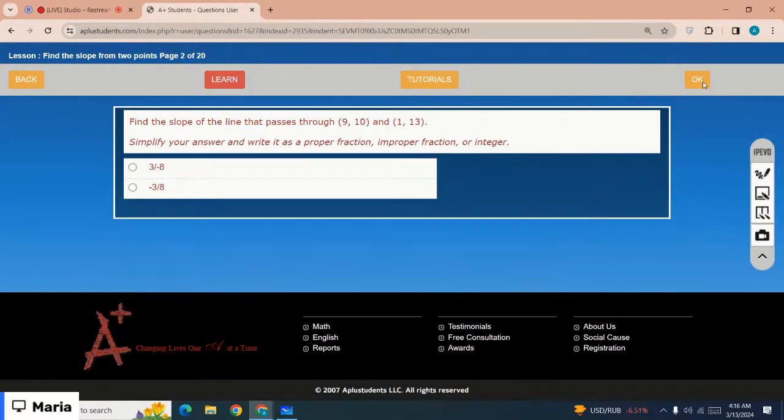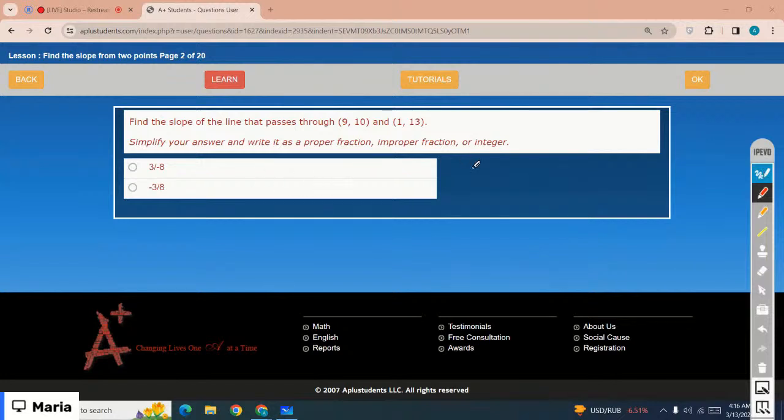Okay, the next one is find the slope of the line that passes through 9, 10 and 1, 13. Right, so let's see how do we calculate the slope. That is x1 and y1, that is x2 and y2. y2 minus y1, that is 13 minus 10, right? And x2 minus x1, that is 1 minus 9. So 13 minus 10 is 3 and 1 minus 9 is negative 8. So the slope is negative 3 over 8.